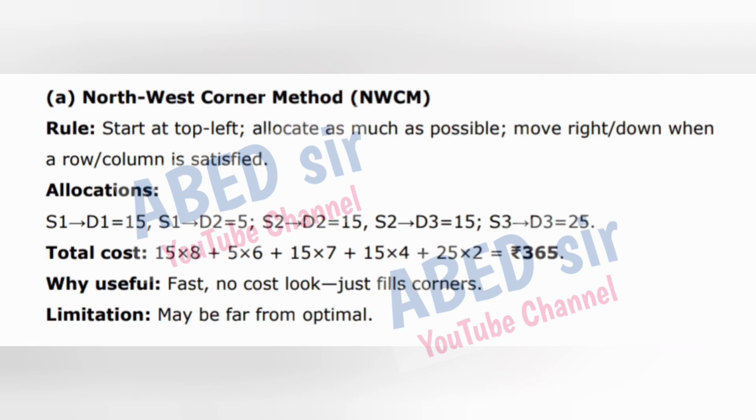Rule: start at top left, allocate as much as possible, move right or down when a row or column is satisfied. Allocations: S1D1 is equal to 15, S1D2 is equal to 5, S2D2 is equal to 15, S2D3 is equal to 15, S3D3 is equal to 25. Total cost: 15 times 8 plus 5 times 6 plus 15 times 7 plus 15 times 4 plus 25 times 2 is equal to 365 rupees. Why useful? Fast, no cost look, just fills corners. Limitation: may be far from optimal.